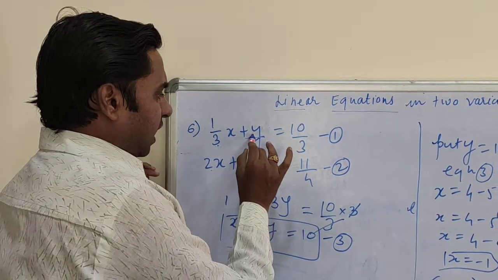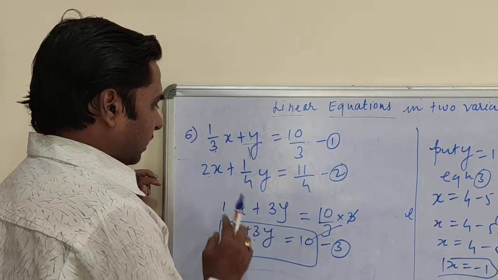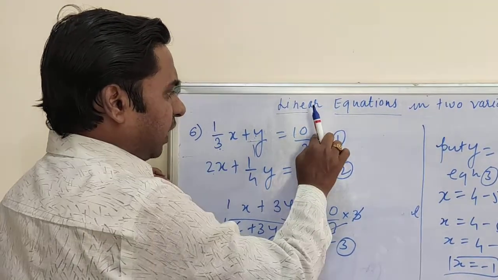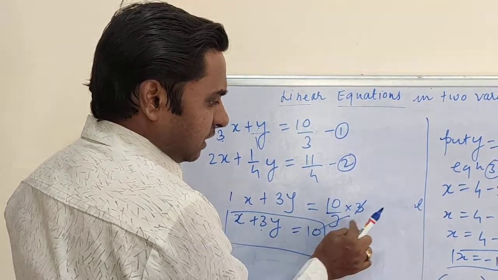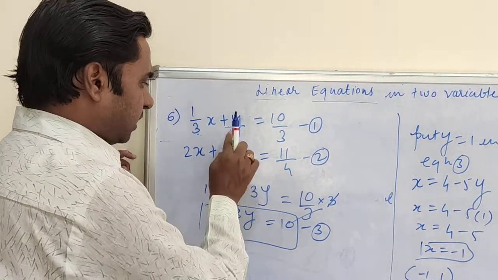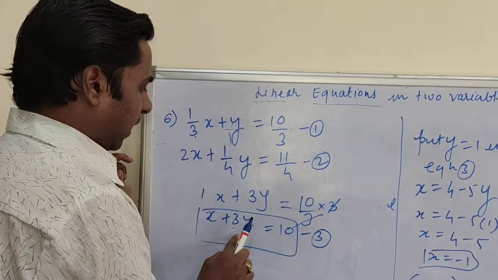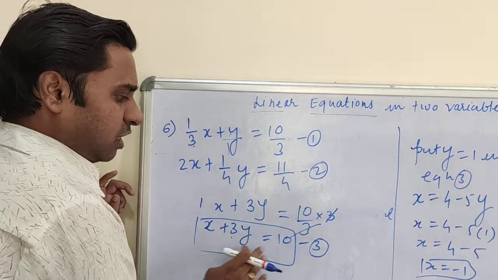3 ones are 3. So 3y. Again it was in the denominator. We have transposed on the right hand side. So it is in the multiplication now. This 3 and this 3 will get cancelled. So only 10 is left here. Here it is 3y which I have cross multiplied, and here only x will be there. Okay, this is equation 3.